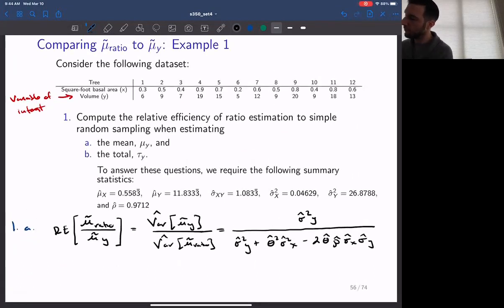Okay, now for the most part, we're just going to be plugging in here. So this is a fairly straightforward calculation. We have all of the required components above. To get sigma x and sigma y, we'd have to take the square root of sigma squared x and sigma squared y. Theta here is going to be the ratio of mu hat y to mu hat x. Okay, so make a note.